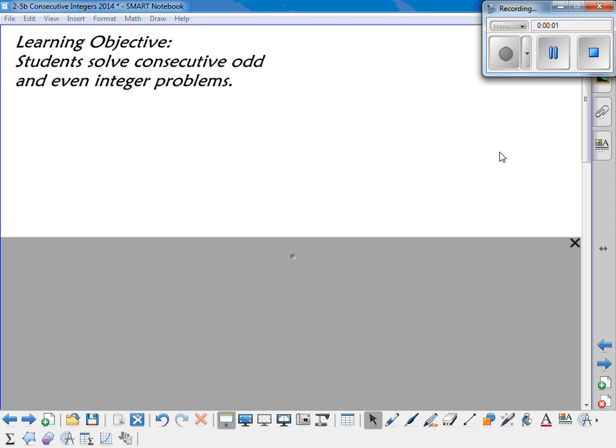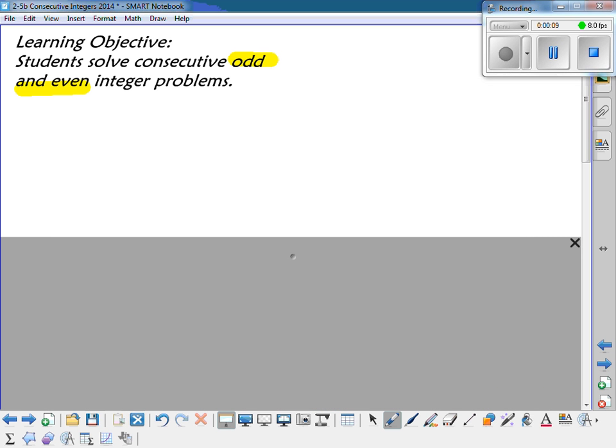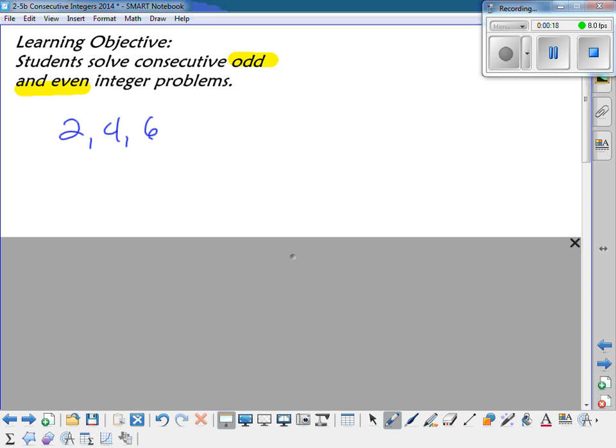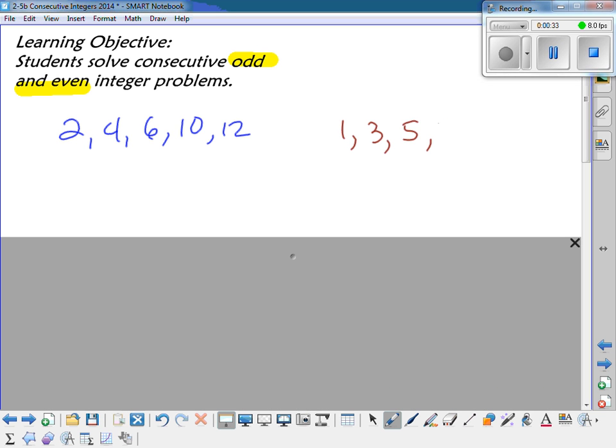All right, so today's lesson, we're going to solve consecutive odd and even integer problems. This is a little bit different from yesterday because we're dealing with odd and even numbers, not just straight consecutive numbers. So what are some even numbers? 2, 4, 6, 10, 12, etc. And what are some odd ones? 1, 3, 5, 7, 9, etc.